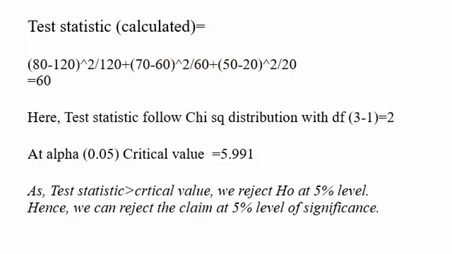The test statistic can be calculated easily. Here, the test statistic follows a chi-square distribution with df 3-1, which is equal to 2. At alpha, say, 0.05, find the critical value from the chi-square table. As the test statistic is greater than the critical value, we reject the null hypothesis at the 5% level alpha. Hence, our final conclusion: we can reject the claim at the 5% level of significance.